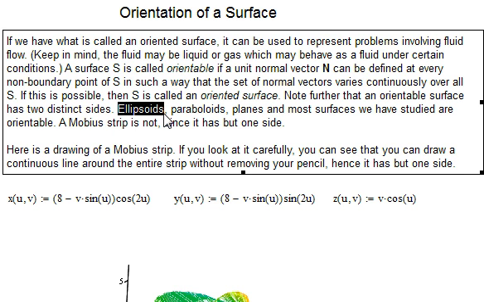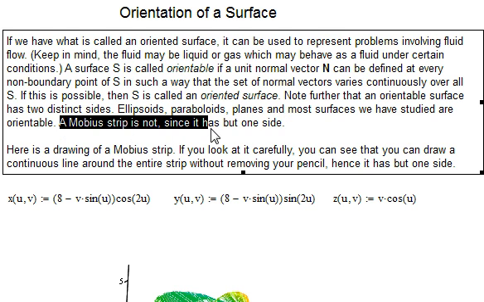Ellipsoids have inside and outside surface. Paraboloids, I don't know how I'd call that one. I guess we'd say the ones that are above the paraboloid and the surface is below the paraboloid. Planes have a top and a bottom, so they're orientable. Most surfaces we have ever studied are orientable, but here's one that's not. A Mobius strip is not, since it has only one side.